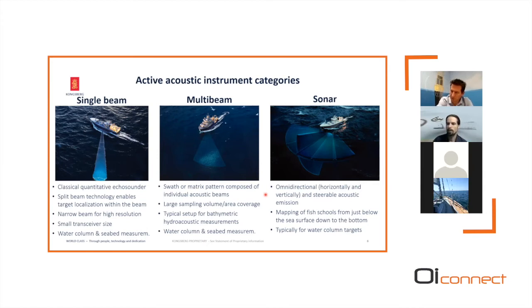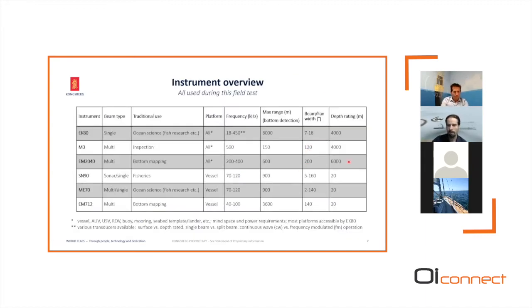Finally, and third in the row, are sonars. Sonars are referred to as omnidirectional systems, so you can look into almost all directions, starting almost immediately under the water surface. This is very powerful when it comes to mapping fish schools, and you typically use a sonar for water column targets. This slide now gives an overview of different instruments that were used in the study.